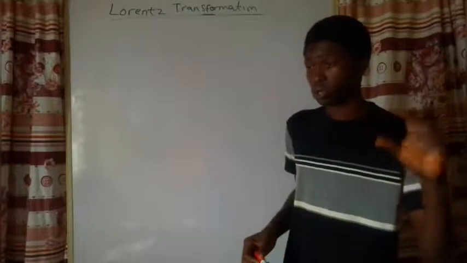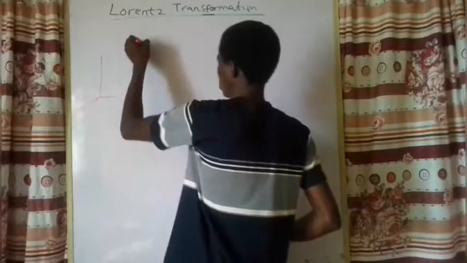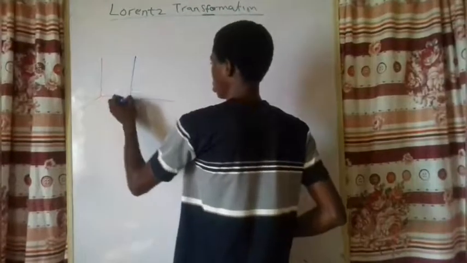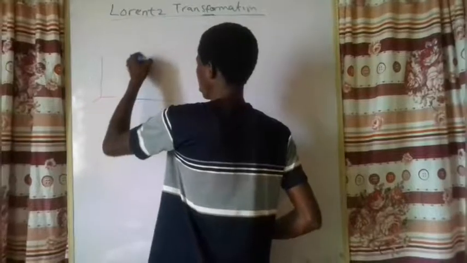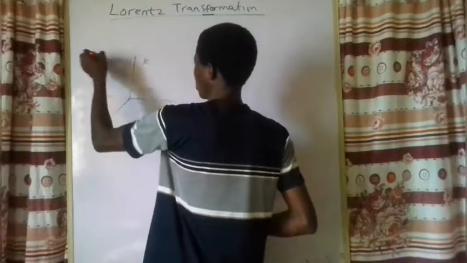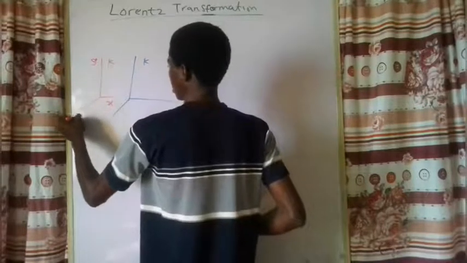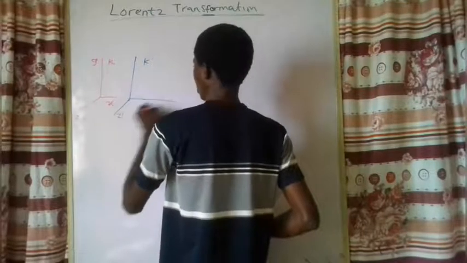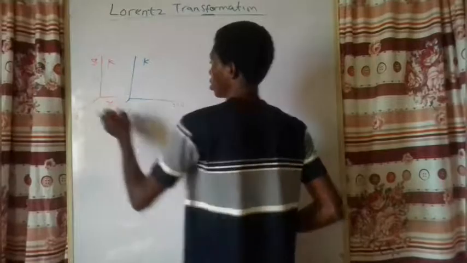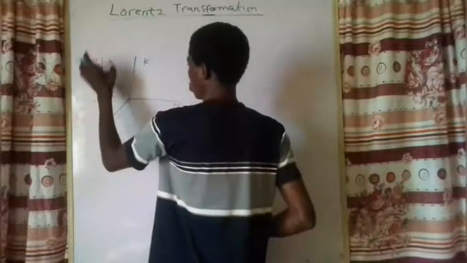Let us take a throwback to the transformation according to Galileo. It says if we have two frames of reference, I'm going to call this frame K and I will call this frame K prime. So that if we have the coordinates X, Y, Z, then we have Z prime here, then we have X prime, where the distance that separates us is Vt, and that's according to K prime.